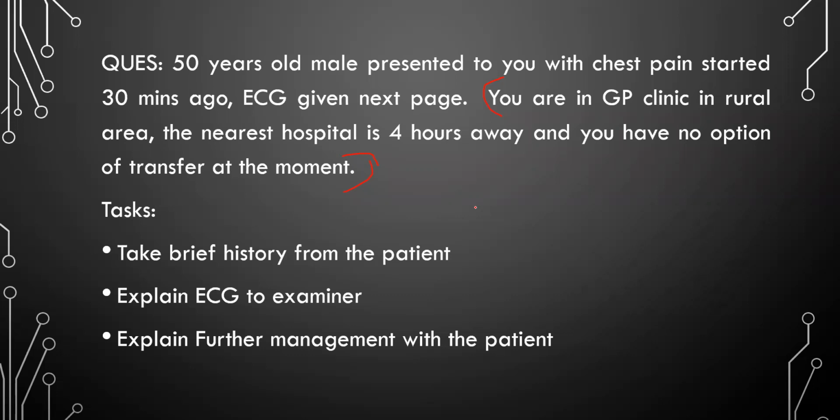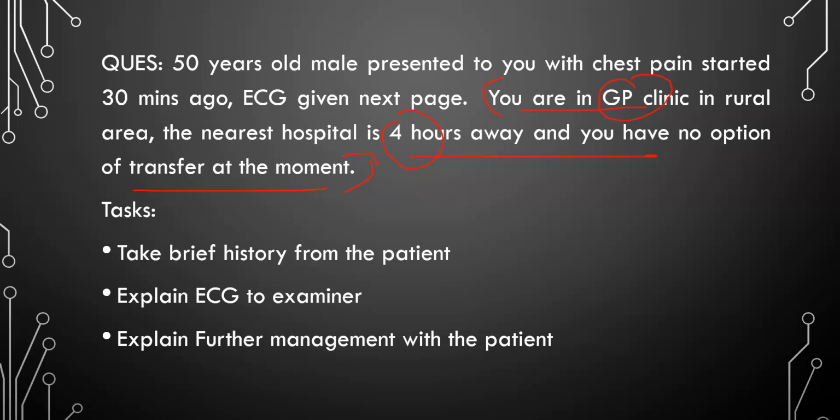Now, the important thing in the exam, as all of you can see, is to read the stem very, very properly, because everything is given in the stem already, and there is a purpose for everything written there. It's important to know that this is a GP clinic in a rural area, nearest hospital 4 hours away. You can't send a patient with ST elevated AMI to a tertiary hospital and wait 4 hours, because you could do a lot of other things to save this patient.